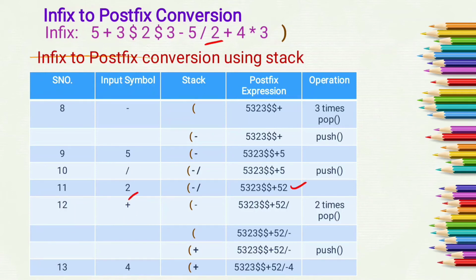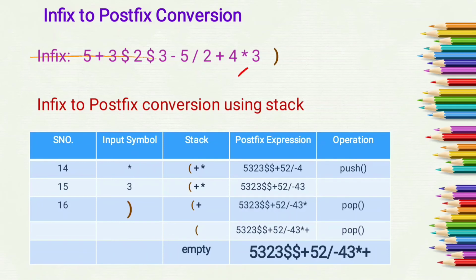Then plus. We compare plus with division. As division has higher precedence than plus, we cannot push plus over division. So first we pop slash from the stack and add it into the postfix expression. Now we compare plus and minus. Both have the same precedence, so we cannot push plus over minus. First we pop minus from the stack and then push plus into the stack. Next input symbol is 4, which is an operand. We add it into the postfix expression.